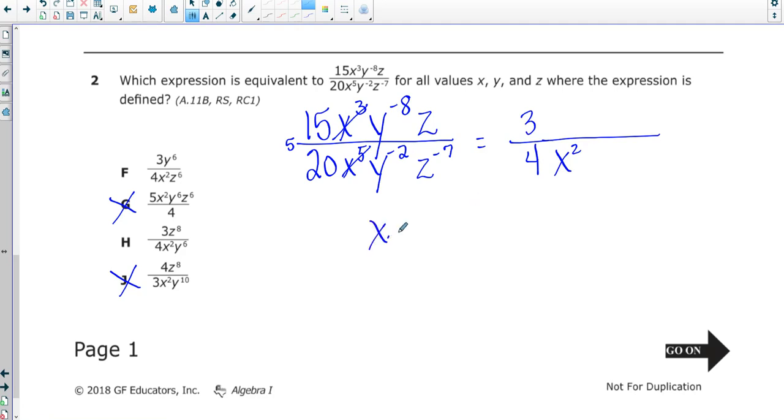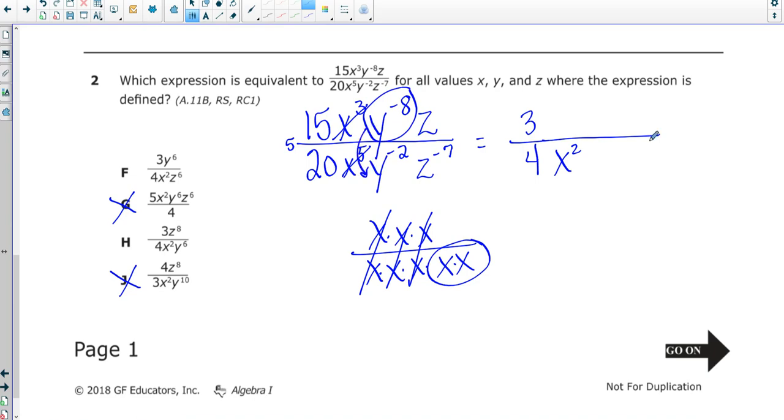Because remember, it was like this, right? And there's 5 of them down here. So they cancel each other out, 3 of them, and what's left over is 2 in the denominator, okay? Now we have y to the -8th power. We're going to bring it to the denominator. So we have y to the +8th power, and then y to the -2nd power goes to the top, and it becomes a positive exponent.